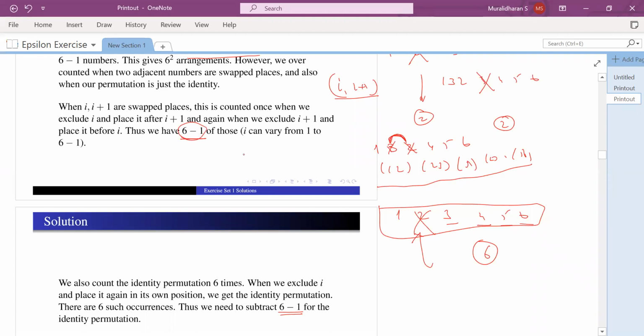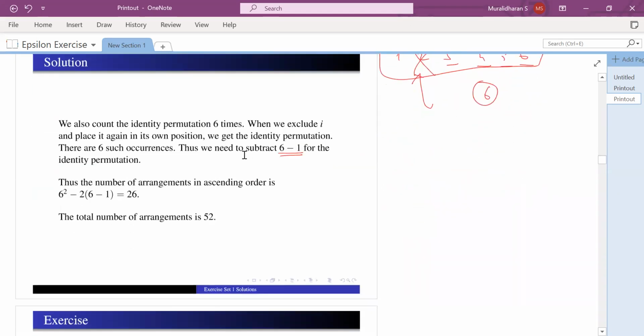5 for that and then 5 for this. So if you just look at this, the 6 square minus 26, this takes care of the ascending order. And if I twice that one, it will be the total number of permutations.